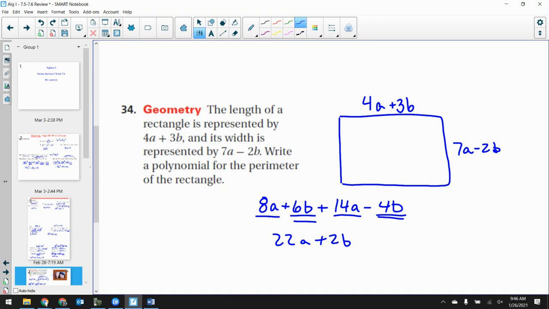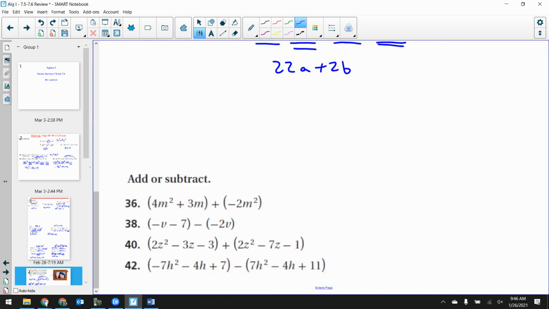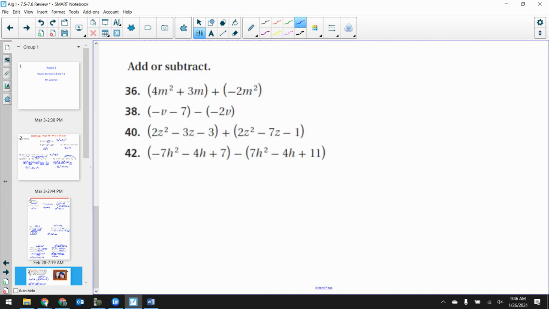Okay, let's take a look here at the last set, 36 to 42 even. What did we get for 36, Brennan? 2m squared plus 3m. Good. I basically just combined these terms. 4 and negative 2 make positive 2. What did you get for 38, Nate?